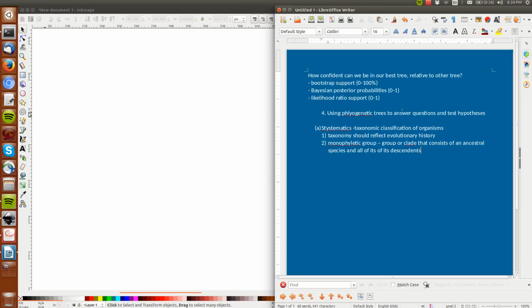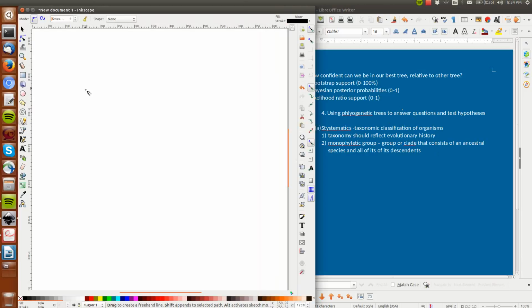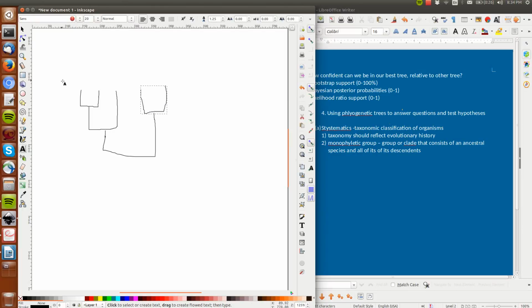Let's think about an example over here real quick. So here's my beautiful tree. All right, and once again, we're going to pop some species on here. We're going to have species A, species B, species C, D, and E. So a monophyletic group is a group that contains the ancestor of that group and all of its descendants. For example, the group that includes A, B, and their ancestor here would be a monophyletic group.